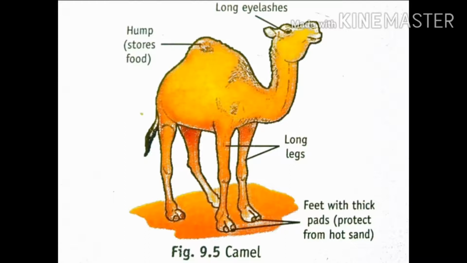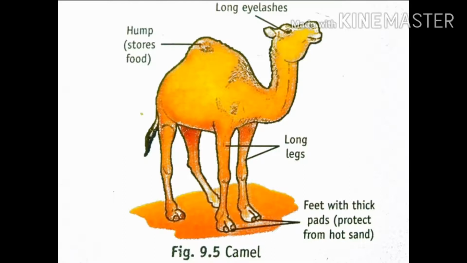Student, do you know one thing? Camels can close their nostrils. Nostril means the nose opening, no? That is what we call a nostril. So they can close their nostrils so that sand does not enter the respiratory system during a sandstorm.